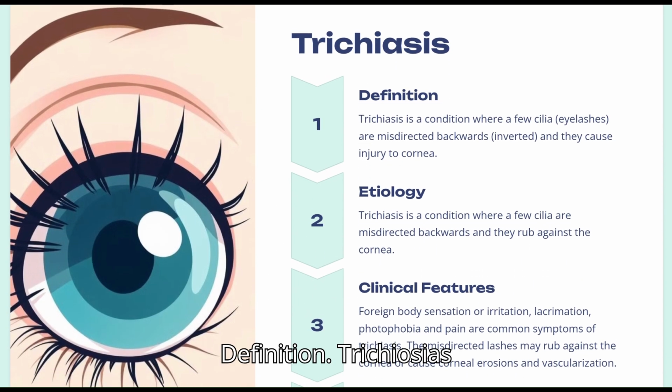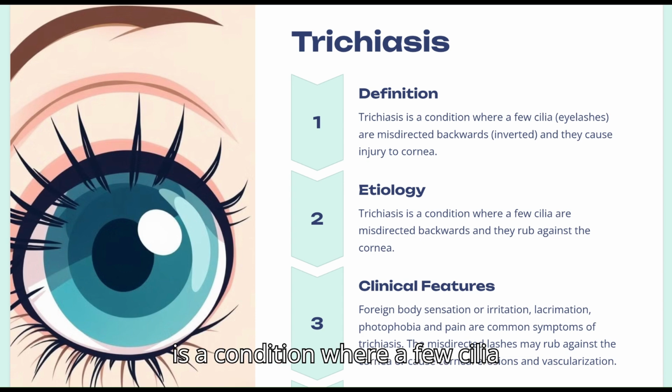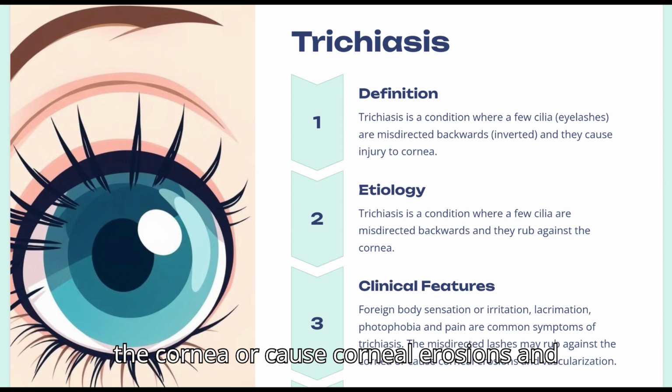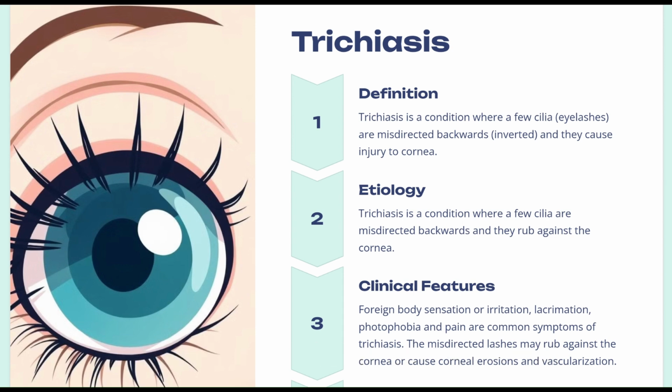Trichiasis. Definition: Trichiasis is a condition where a few cilia, eyelashes, are misdirected backwards, inverted, and they cause injury to cornea. Etiology: a few cilia are misdirected backwards and they rub against the cornea. Clinical features: foreign body sensation or irritation, lacrimation, photophobia, and pain are common symptoms of trichiasis. The misdirected lashes may rub against the cornea or cause corneal erosions and vascularization.